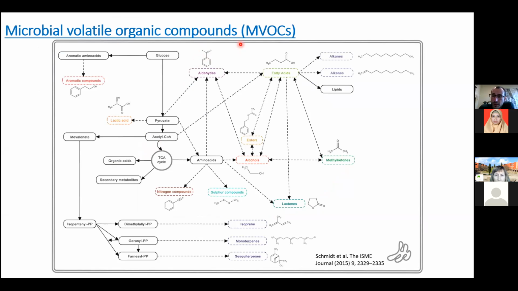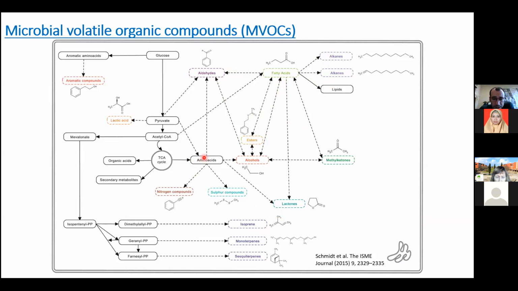Most volatile organic compounds of biological nature are more or less the same between organisms, although microorganisms can produce a wide array of different molecules. Plants can also emit a wide array. Since you are from a chemistry background, this is nothing new for you, but they can be from several chemical families. They can originate from fatty acids, and from fatty acids you can have the hydrocarbons, the alkanes and the alkenes, lipids, alcohols and aldehydes.